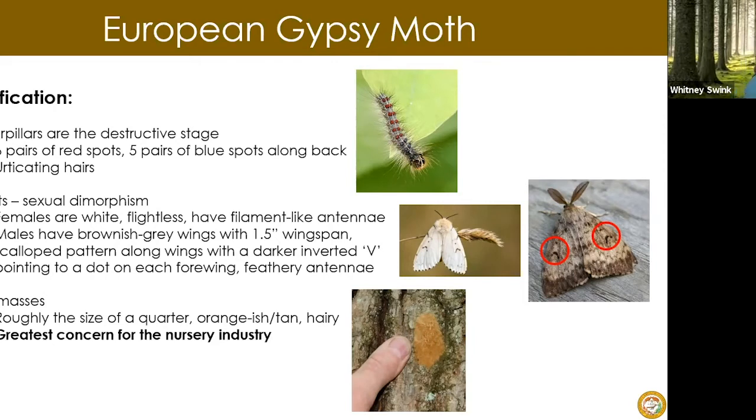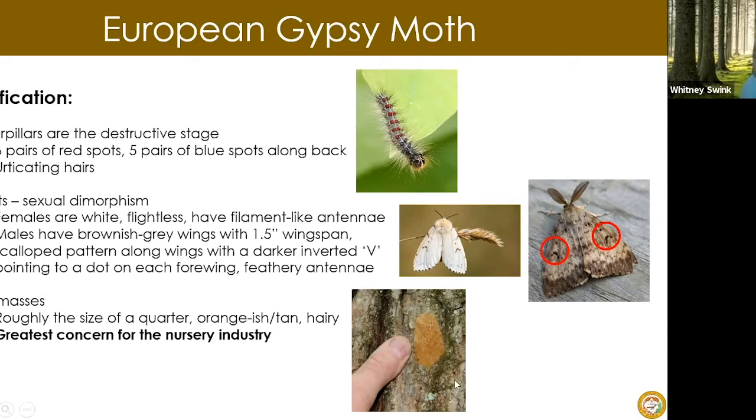The egg masses are about a quarter in size. They're kind of orange tannish and they're hairy. And they'll lay their eggs on anything. So not just trees, they'll lay their eggs on stone tile products, on vehicles, on equipment, what have you, they will lay their eggs on it. So this is just something to be aware of and be cautious of, because we do get little populations kind of throughout the state each year.